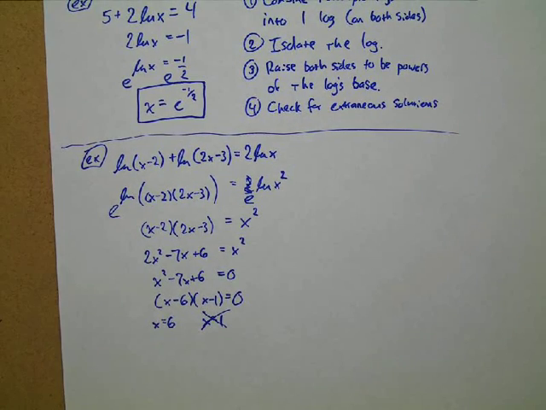So how did you get from x squared to 0? I subtracted the x squared from both sides. It was 2x squared, so I subtracted x squared.